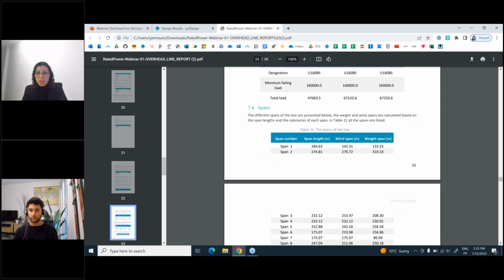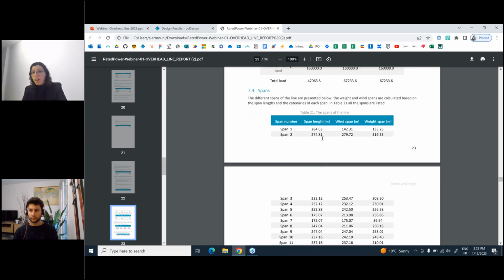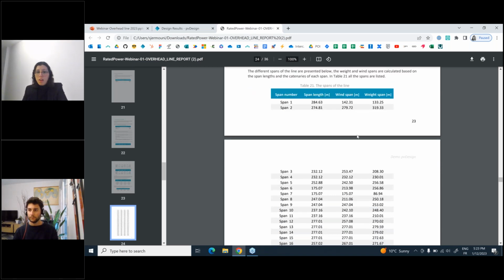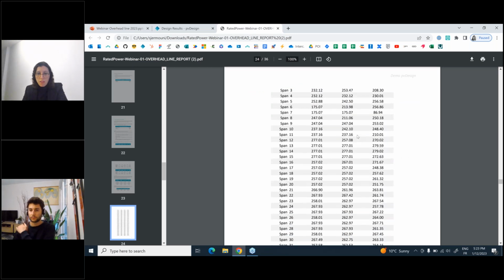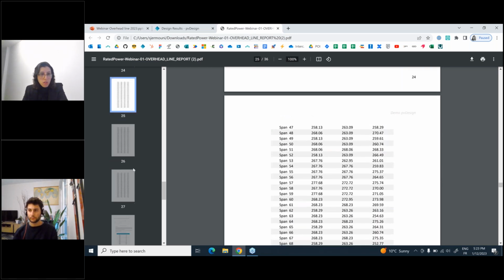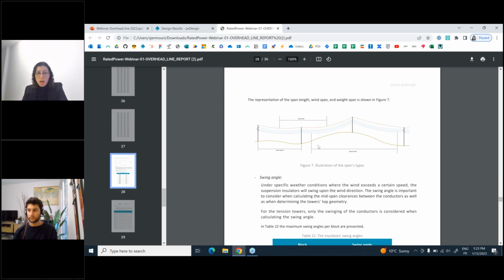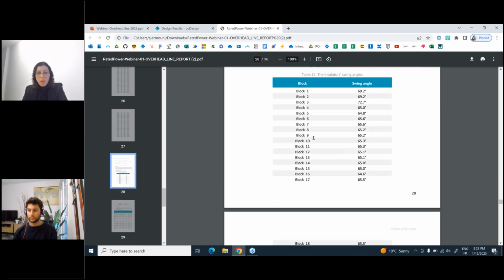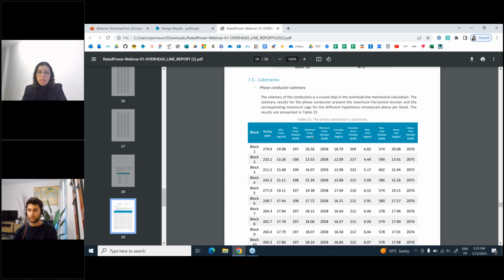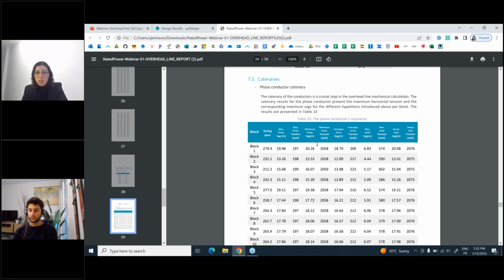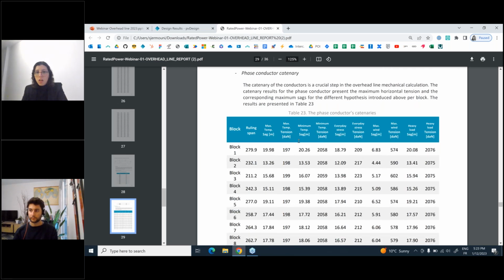Then you have here a table to describe the different spans of the line. We'll find here the span length, the wind span, the weight span, so all the spans that we have basically. Also, it's very long since we have, in this example, a long line. Then a swing angle calculation, and then what is very important, which is the catenary. You find here results of the catenary, the sag, and the tension, the horizontal tension, for each environmental hypothesis, and that's per block.